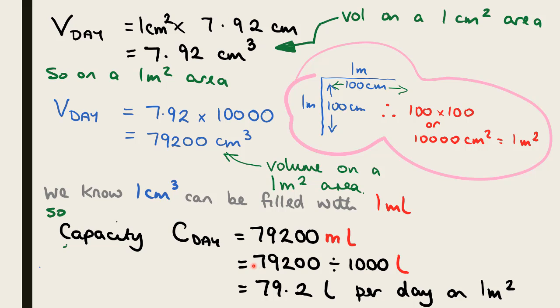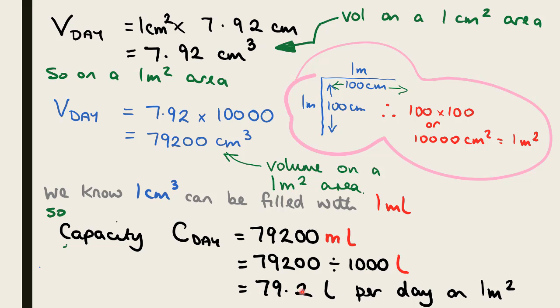Now I'm going to convert it into liters. I know that there are 1,000 milliliters in a liter, so that's divide by 1,000. So move the decimal place 1, 2, 3. I end up with 79.2 liters per day on a 1 meter square. So this, we're getting somewhere now. We now know how much we can collect on 1 meter square.